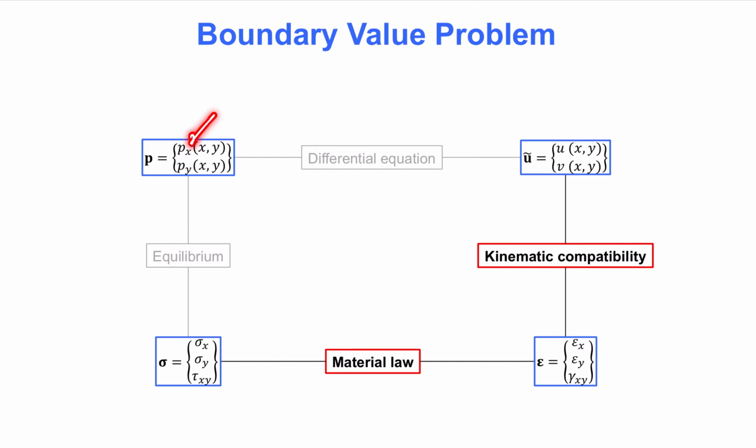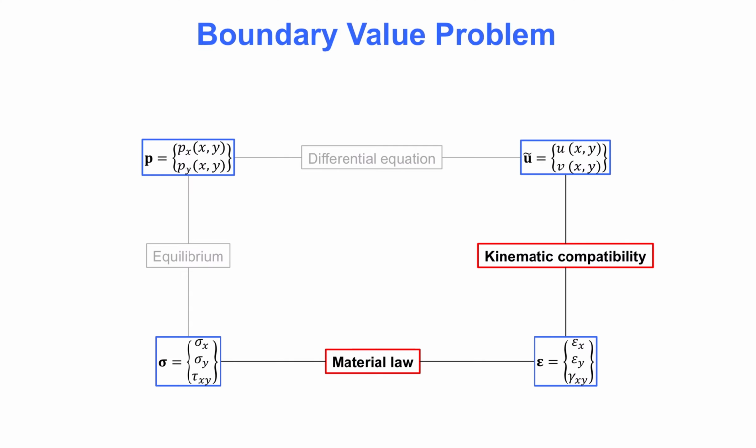Px is the distributed load over the element, or its edges, in the x direction. Py is the distributed load in the y direction. The stresses in the element include axial stress and shear stress. Sigma x is the axial stress in the x direction. Sigma y is the axial stress in the y direction, and tau xy is the shear stress at some point in the element. In the same manner, the strains in the element include axial strain and shear strain. Epsilon x is the axial strain in the x direction. Epsilon y is the axial strain in the y direction, and gamma xy is the shear strain.